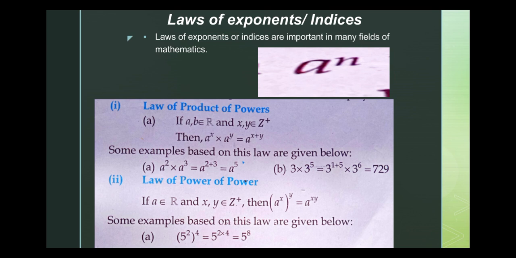Law of product of powers: a power x into a power y is equal to a power x plus y. It means that if the bases are the same, then the powers will be added. Law of power: a power x whole power y is equal to a power xy. It means that if a base has more than one power, then the powers will be multiplied with each other.